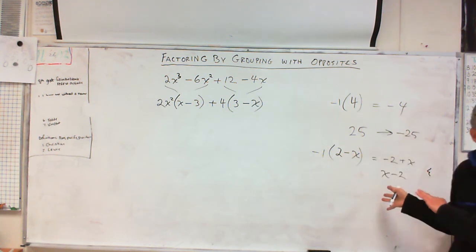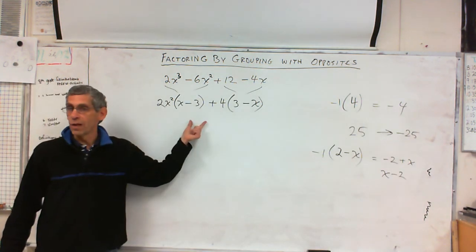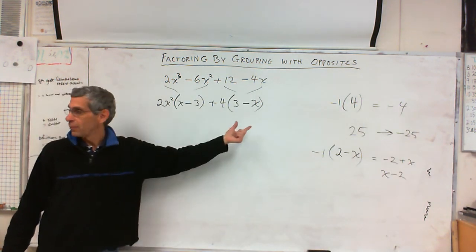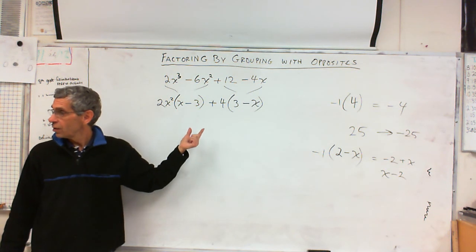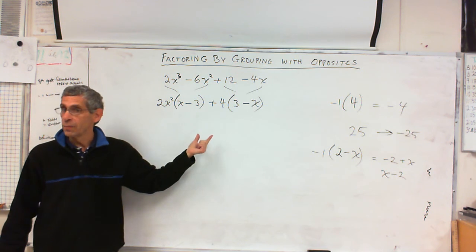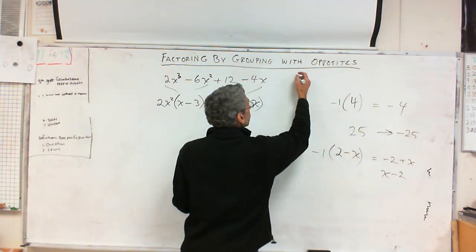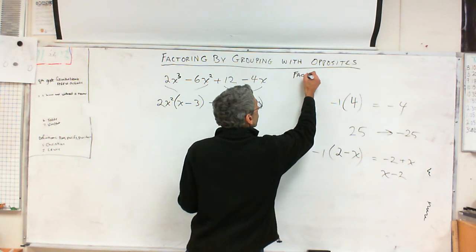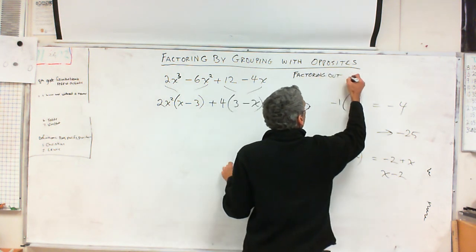So now how do we use that over here? I have two things that are almost blobs. They're opposites, right? And I could quickly turn one of those opposites into the same blob by doing what's called factoring out a negative 1.